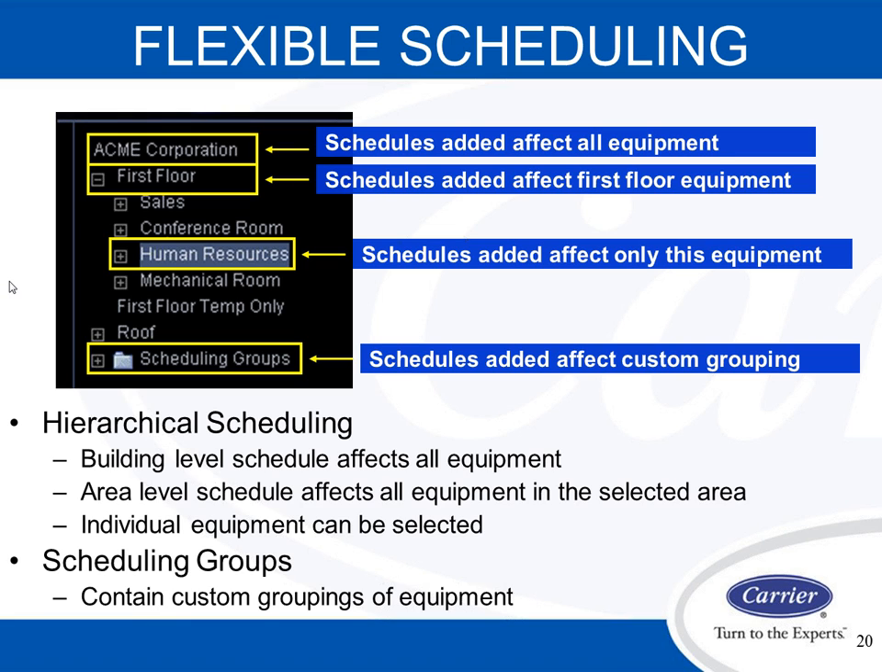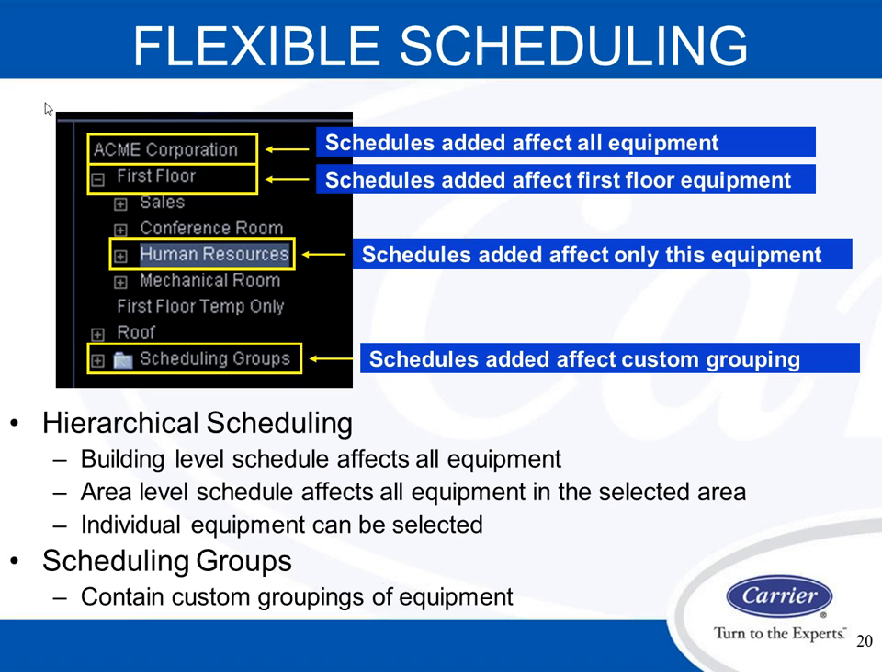Hierarchical scheduling allows for flexible scheduling options while providing an intuitive interface. Schedules can be added at the building level, the area level, or the controller levels, and applied to the equipment as grouped in the navigation tree. You can also do scheduling groups, which provide an additional level of flexibility. Scheduled groups can contain equipment from any area in the building and allow the customers to create these groups that would allow it to have the same schedule.